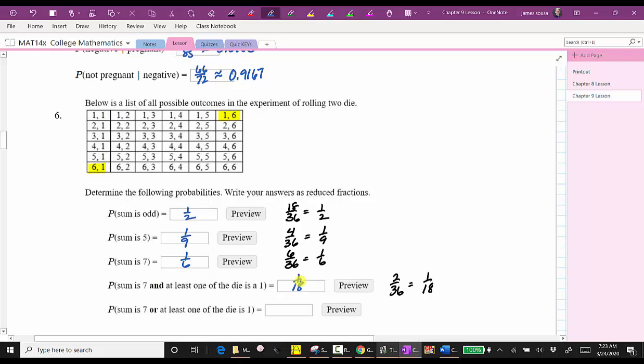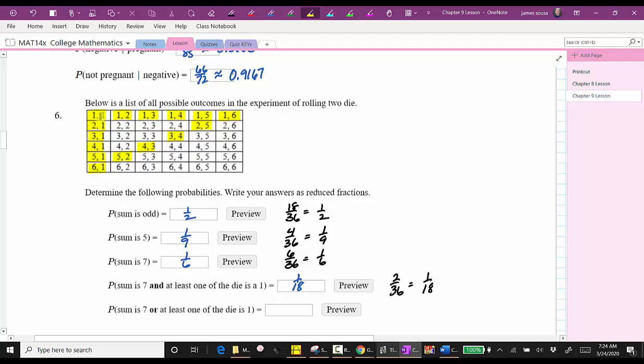And for the last probability here, we have a sum is 7 or at least one of the die is 1. So because we have or, we can go ahead and highlight all the sums of 7, but we also have to highlight all the rows where at least one of the die is a 1, which includes 1,1, 1,2, 1,3, 1,4, 1,5, 2,1, 3,1, 4,1, and 5,1. All these outcomes have a sum of 7 or at least one of the die is a 1.